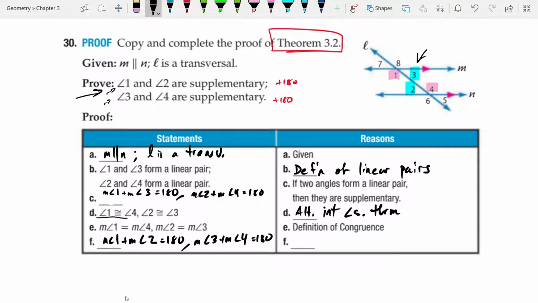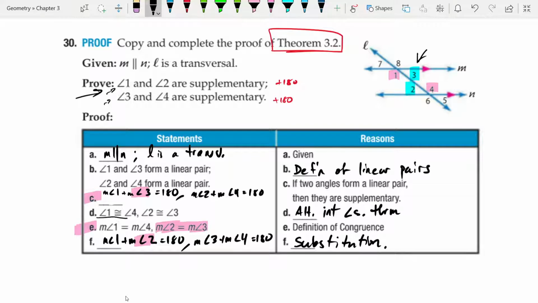Now I just have to think about what justified us combining, I'll give you a hint here, line C and line E together. If you take a look here, 1 and 3 add up to 180. Angle 2 and angle 3 are the same, and I substituted it in. Oh, that's all it is. Substitution.